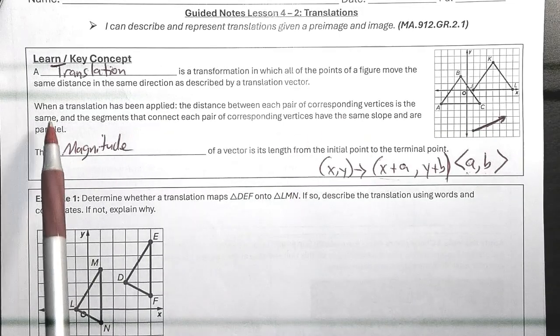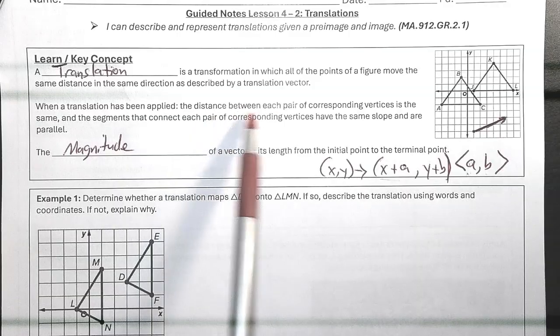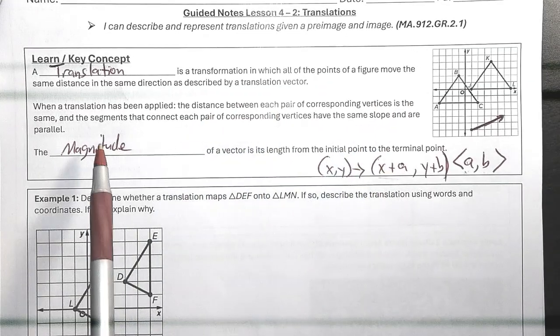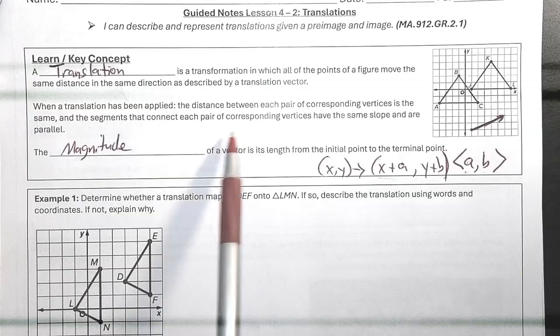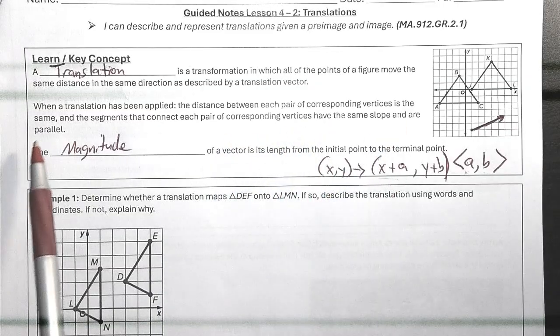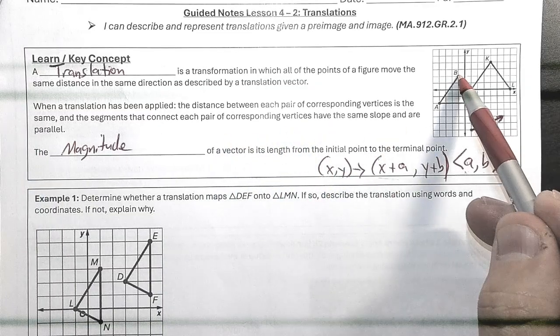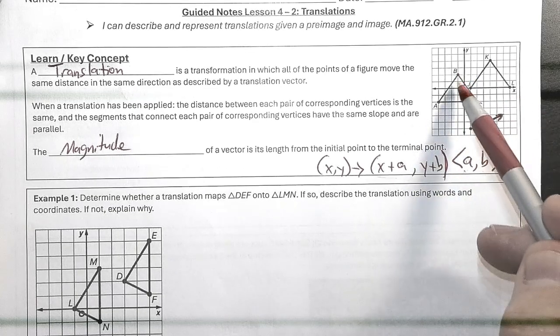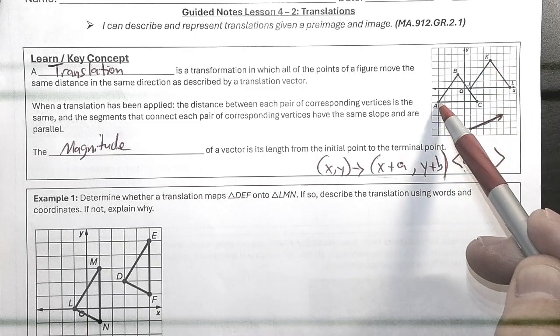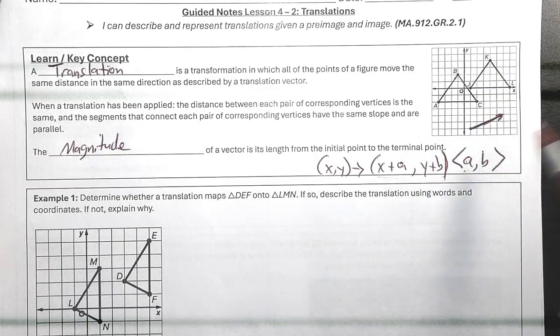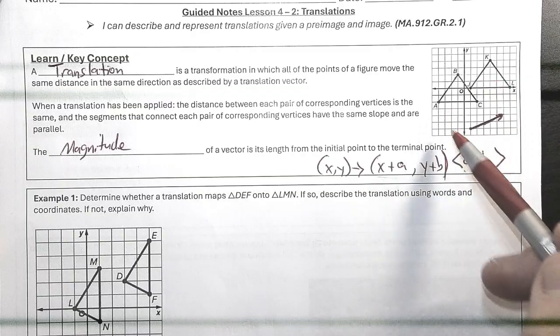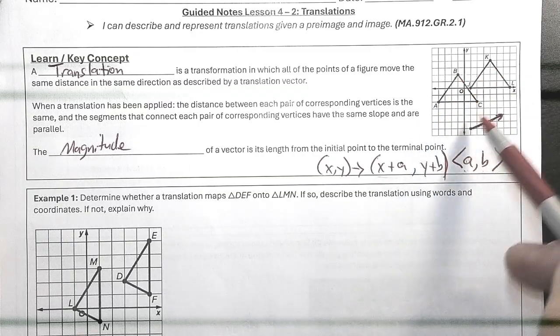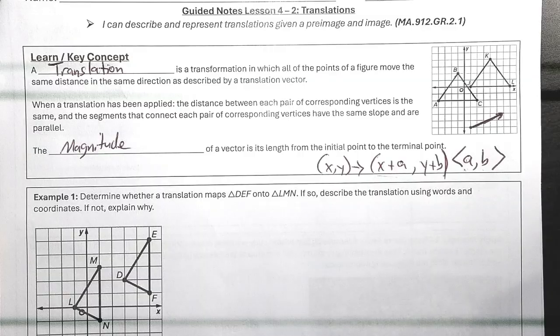So, back over here. When a translation has been applied, the distance between each pair of corresponding vertices is the same, and the segments that connect each pair of corresponding vertices have the same slope and are parallel. So if we're going from ABC to JKL over here, the distance from B to K, from A to J, and from C to L are all going to correspond. They're also going to have the same slope, and they're all going to be parallel because those 3 lines that connect the 3 points would not touch.